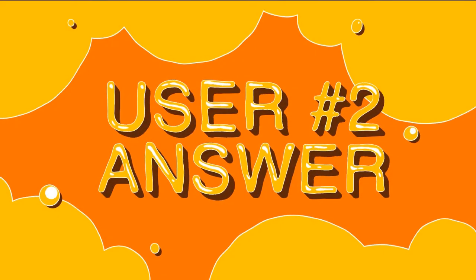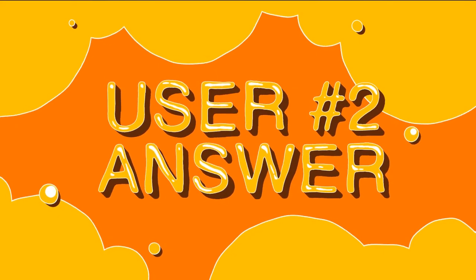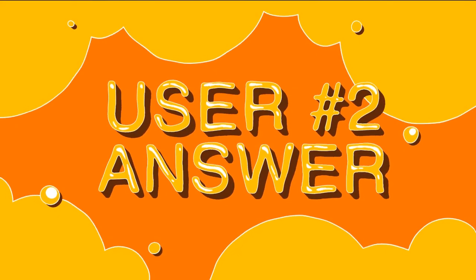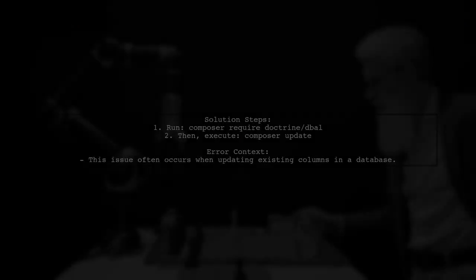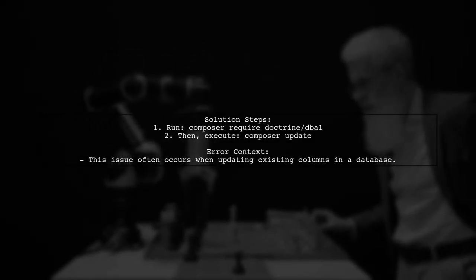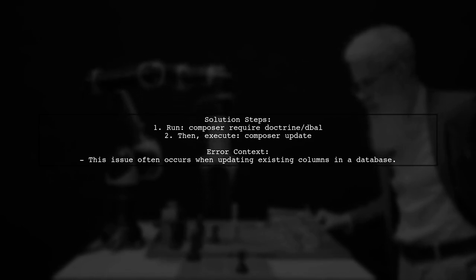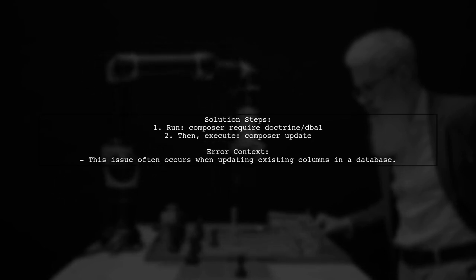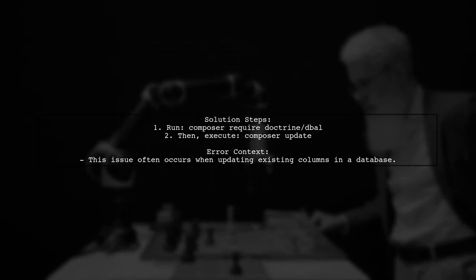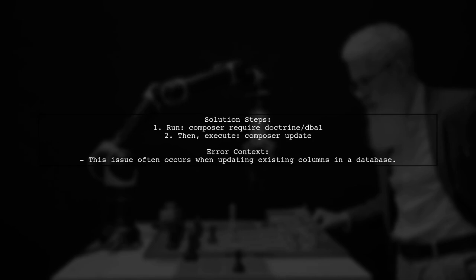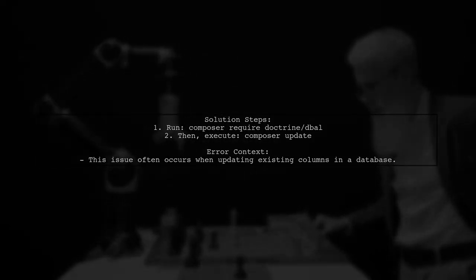Let's now look at another user-suggested answer. If you're facing the duplicate column name error in Laravel, one user found a solution by using Composer. They recommended requiring the doctrine/dbal package. For more detailed information on modifying columns in Laravel, you can check the official documentation.